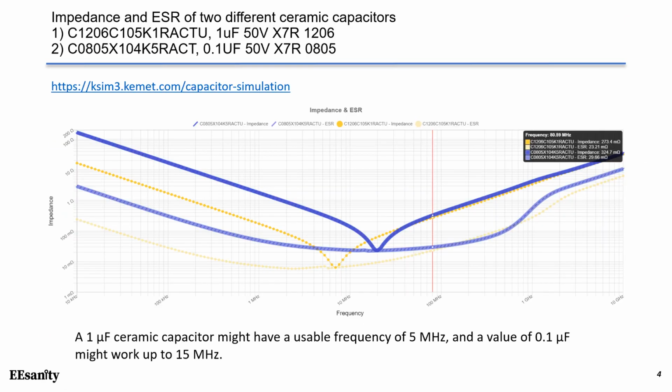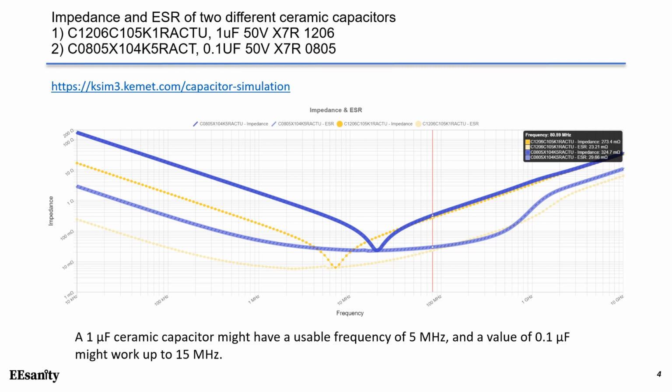So this is an example of two different ceramic capacitors. The first one is 1 microfarad X7R, the size is 1206. It is plotted in yellow. The second capacitor is 0.1 microfarad, 50 volt, the same as the first one. Temperature coefficient is X7R, the size is 0805, which is plotted in blue. Both impedance and ESR are plotted in the same figure.